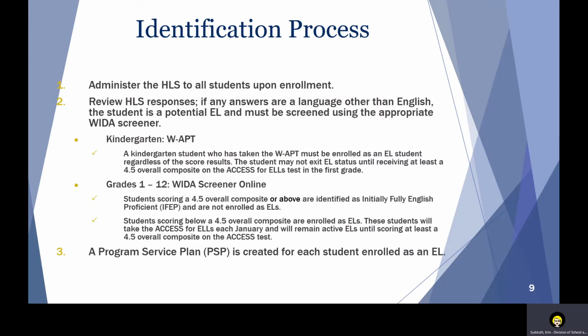Kentucky's EL identification process begins with administering the HLS to all students upon their initial enrollment in the district. Next, the district will review the HLS responses. If any answers are a language other than English, the student is a potential EL and must be screened using the appropriate WIDA screener.